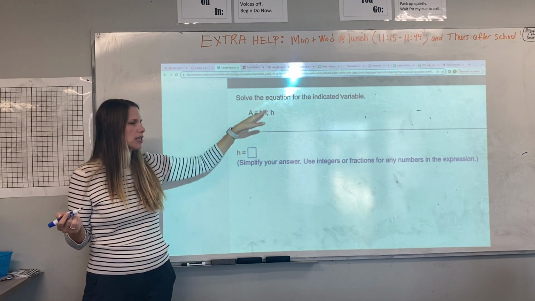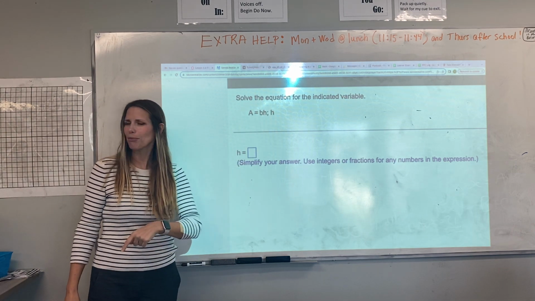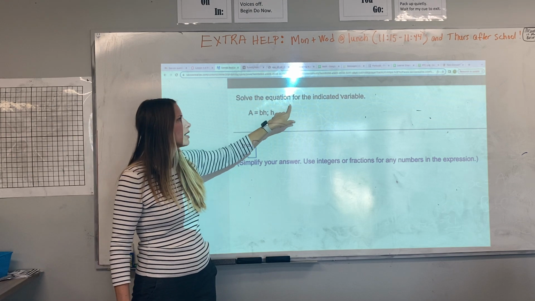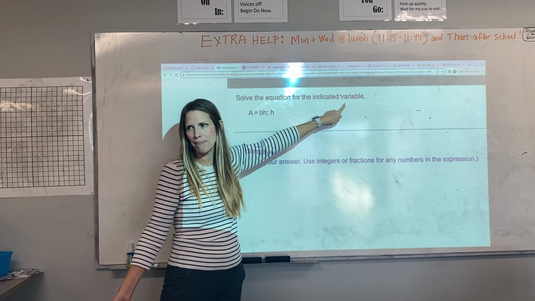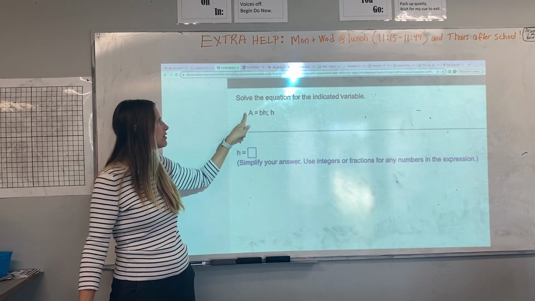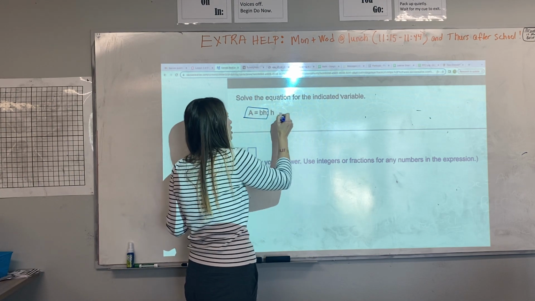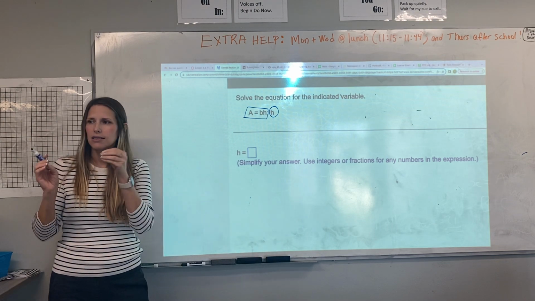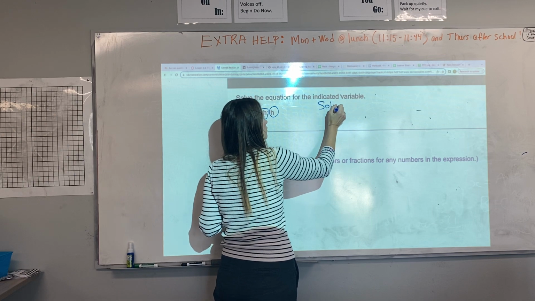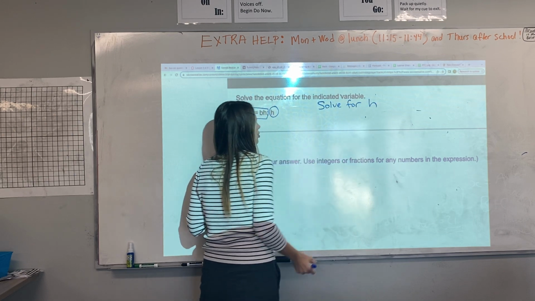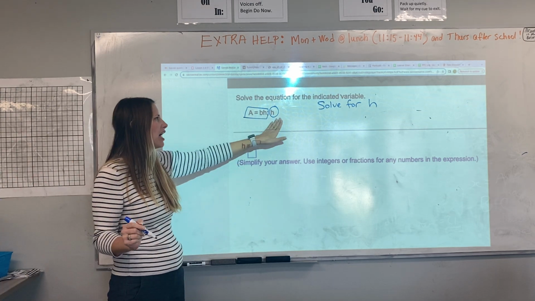Now the instructions might throw you for a loop. Let's read them. Solve the equation. Solve it. Does that mean I have to get a number? Nope. Solve it for the indicated variable. The indicated variable means the variable that they mention that they want you to solve it for. So it says solve the equation. The equation is this. The indicated variable is h, meaning solve for h. Solve for the indicated variable means solve for h, or whatever on your test, whatever this variable is, solve for that variable.